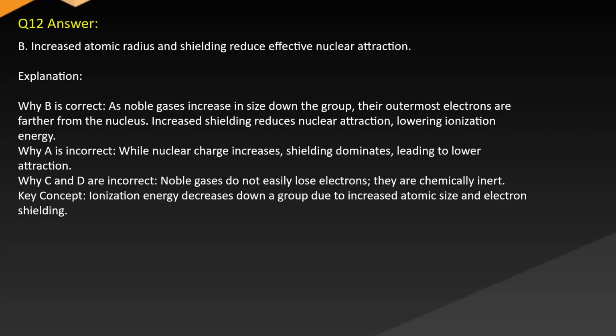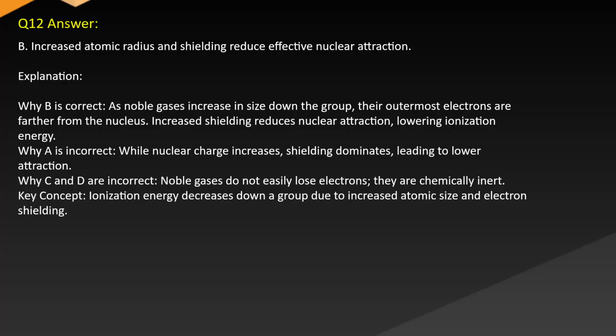Answer B. Increased atomic radius and shielding reduce effective nuclear attraction. Explanation. Why B is correct: as noble gases increase in size down the group, their outermost electrons are farther from the nucleus. Increased shielding reduces nuclear attraction, lowering ionization energy. Why A is incorrect: while nuclear charge increases, shielding dominates, leading to lower attraction.